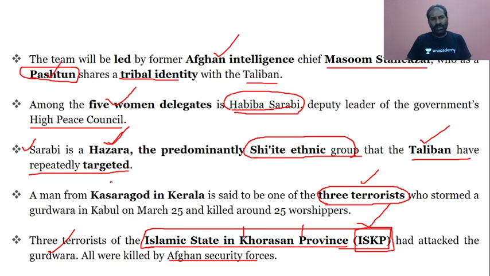But what is to be mentioned here is that a man from Kerala, Kasara Ghosh from Kerala, is also one of the three terrorists. That means he had been to Afghanistan and was part of ISKP, part of the attack on the Gurudwara. He moved from Kerala to UAE, and from UAE he entered Afghanistan, and then became part of the ISKP terrorist organization.